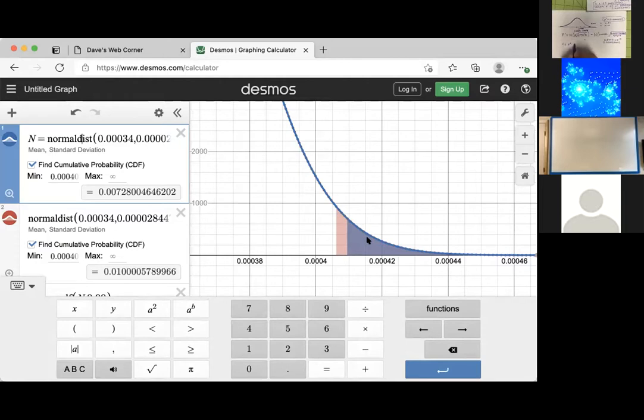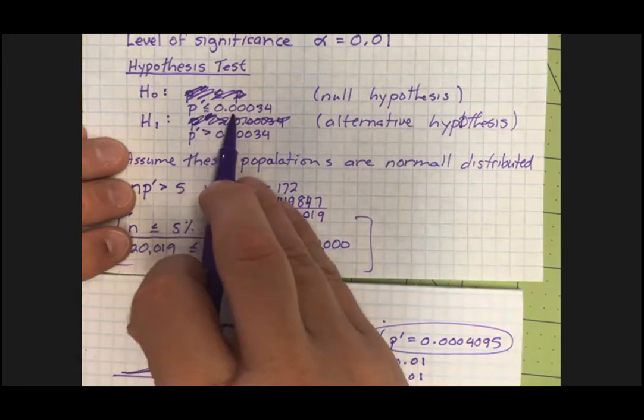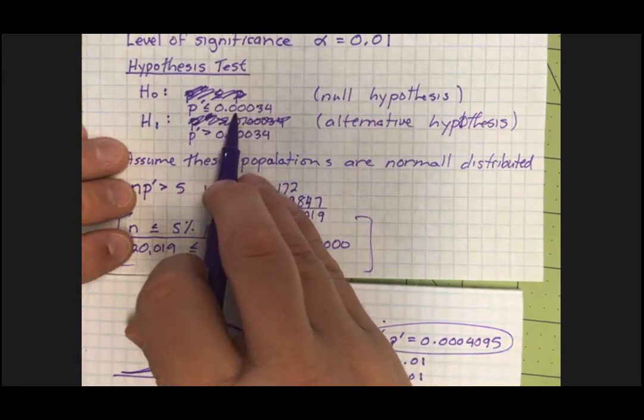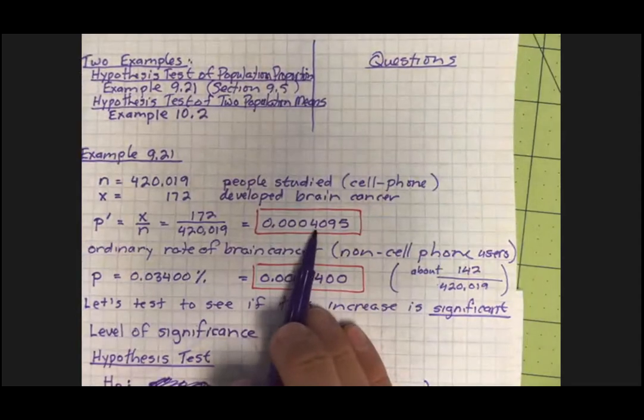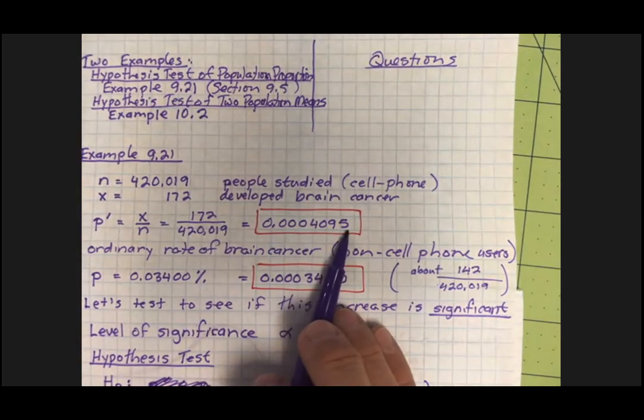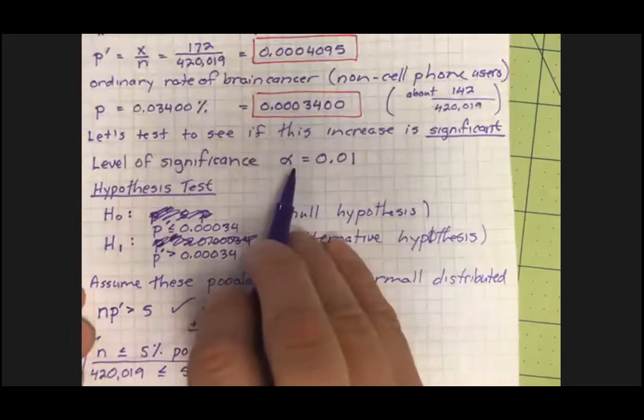My P prime sample is pretty rare. It's kind of unusual that I got such a high sample right there. So I'm going to go back to my paper and go back to my hypothesis test. Stop sharing, go back to my paper. I believed that the rate of cancer should be in line with the general population. And even though my sample had a slightly higher cancer rate than the general population, the probability of that was less than the level of significance.